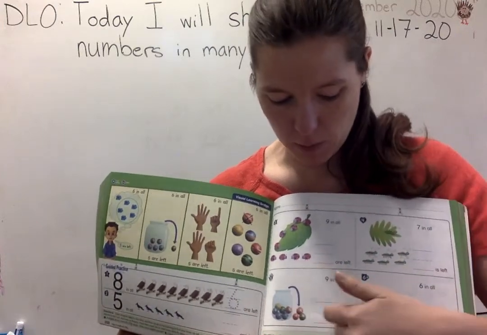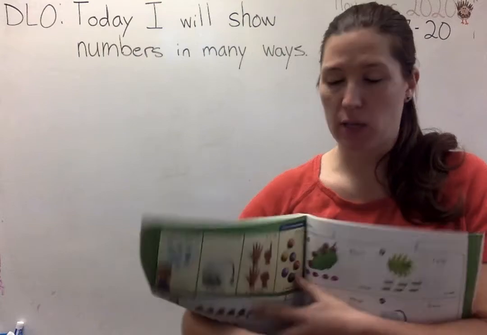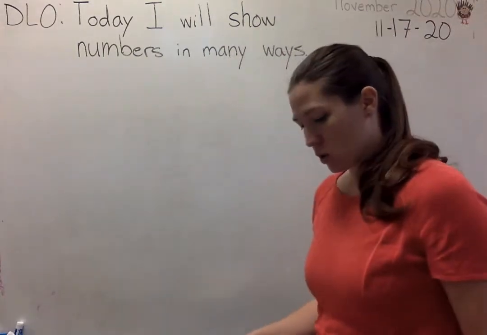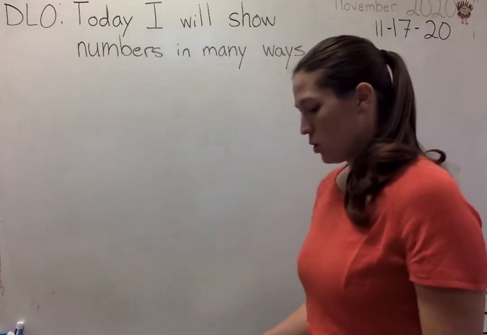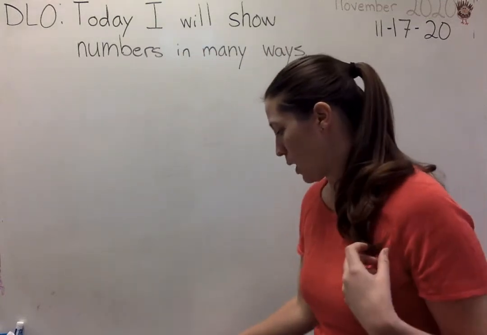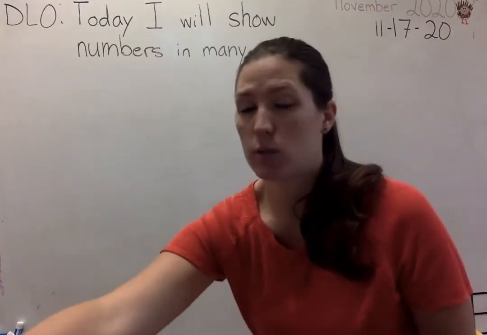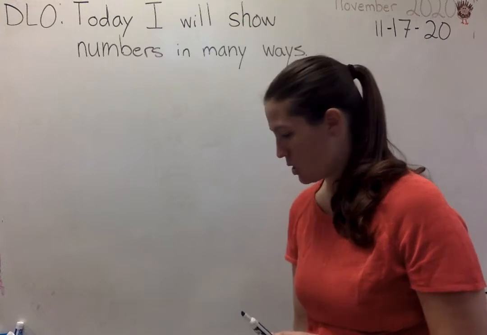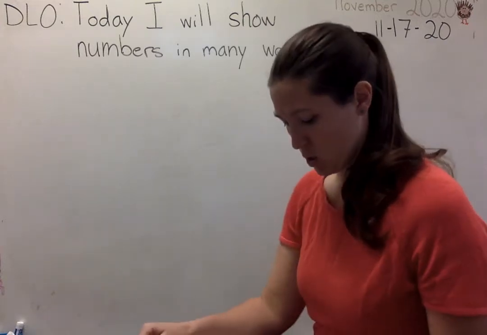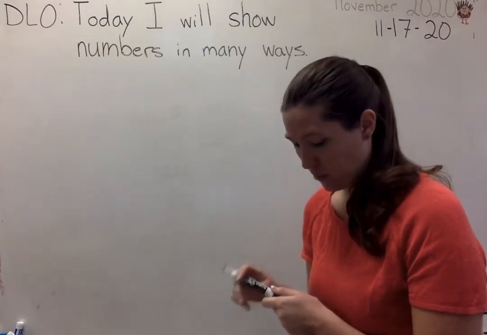And then here's the marbles. So you want to see how many are remaining on the leaf. So let's find out. So when we show the numbers in different ways, we can use our drawings with our markers. We can use the magnets. You can use your fingers. So let's do this first one as an example.